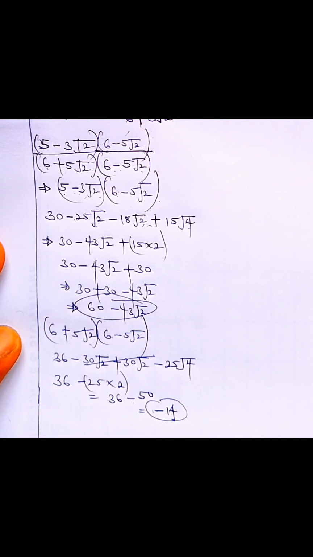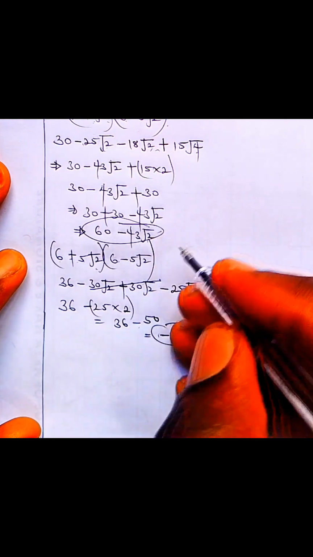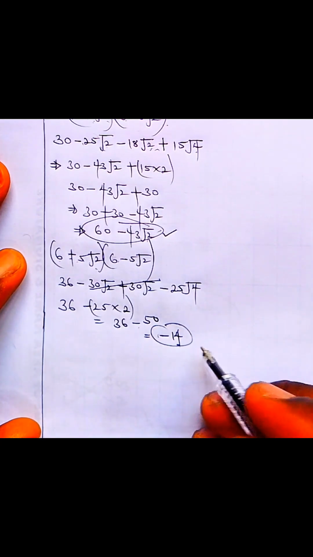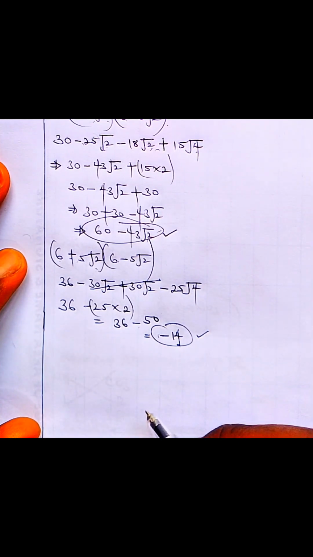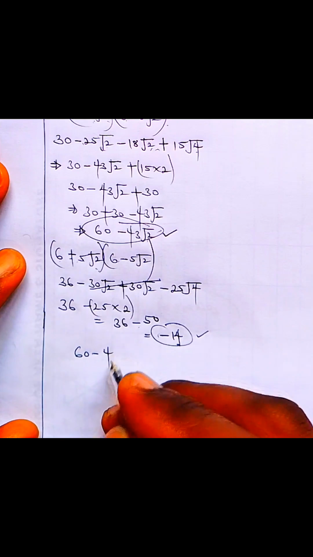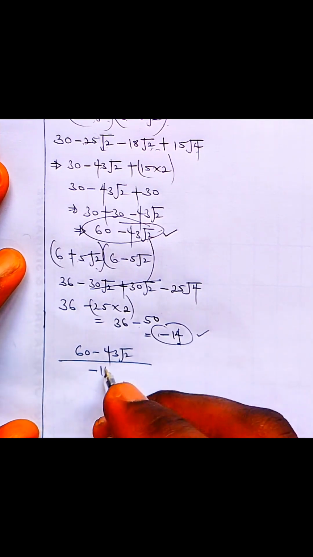Now, after we've done this, the next thing we're going to do is bring them all together. The numerator, we got 60 minus 43 root 2. The denominator, we got just minus 14. So we're going to bring them together using the division sign to connect them. So what do we have right up there? We have 60 minus 43 root 2 over minus 14.